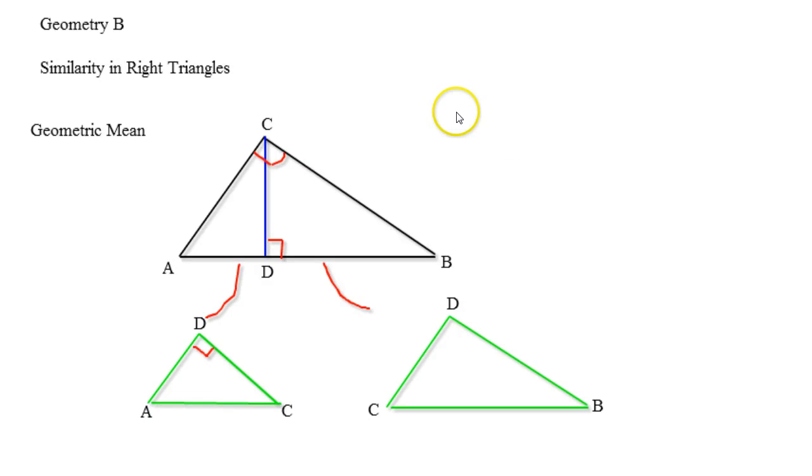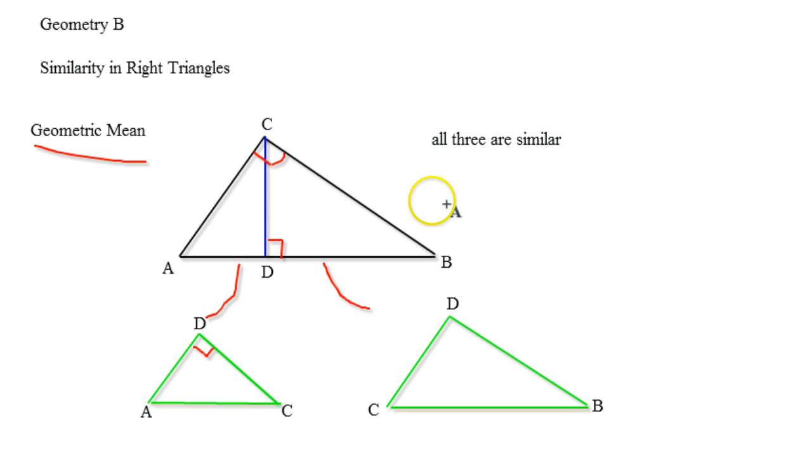Alright guys, so today we'll be talking about similarity and right triangles, and we're going to talk about a really cool thing, and I'll show you a little trick on the next slide for geometric mean. But if you're dealing with a right triangle, and you draw an altitude from the right angle to the hypotenuse, you can actually make three triangles that are all going to be similar. Okay, so all three are going to be similar.